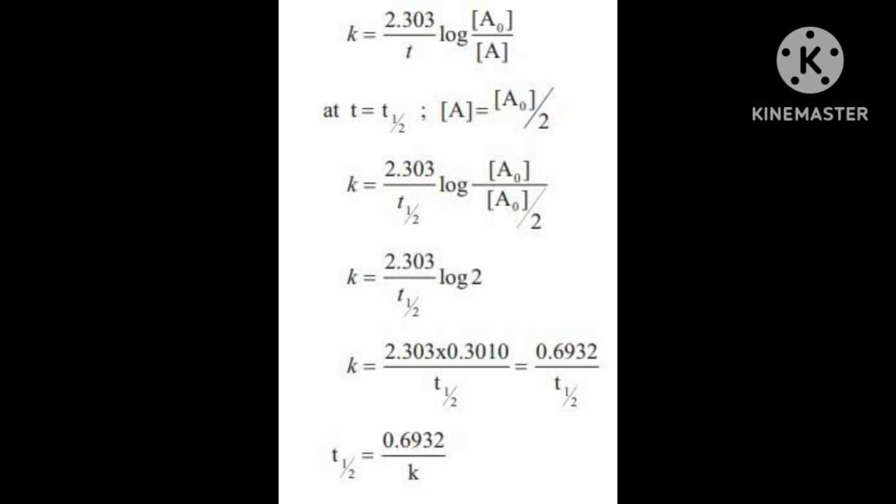Actually H+ here functions as a catalyst, acid catalyzed. This reaction is also called acid catalyzed. Then it gives acetic acid plus ethanol. Acetic acid is CH3COOH and ethanol is C2H5OH. Then this reaction is the example of pseudo unimolecular reaction or first order reaction. Here water is in large excess. Water is in large excess.